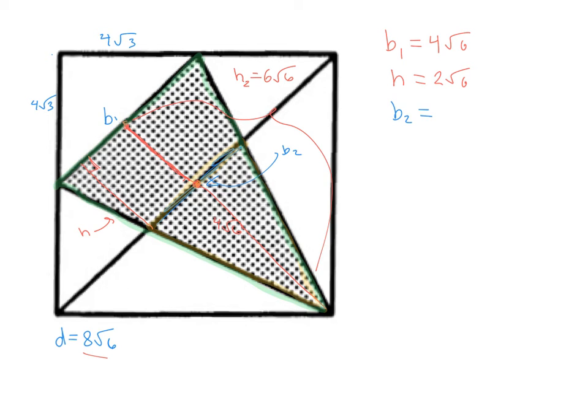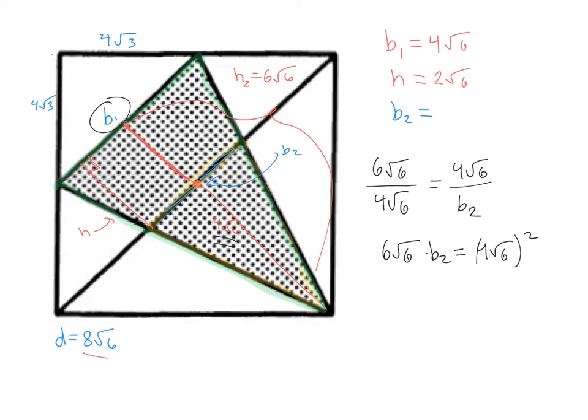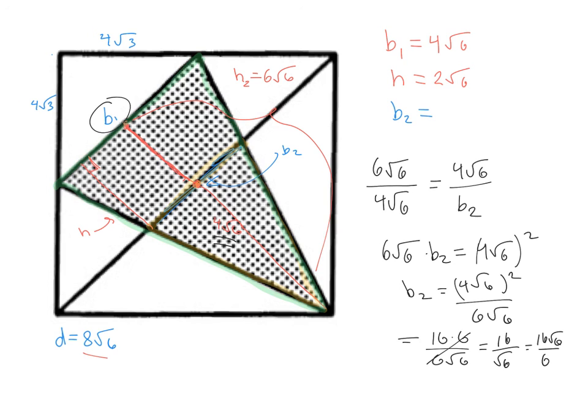Okay, and now we've got a proportion to set up. So we can say that the height of the big isosceles triangle, which is 6 root 6, is to the height of the smaller isosceles triangle, which is 4 root 6. That ratio should be equal to the base of the big isosceles triangle, which is base 1, divided by base 2, which is what we're trying to find. And this allows us to solve for base 2. So cross multiplying, we get 6 root 6 times base 2 is equal to 4 root 6 squared. And that tells us that base 2 equals 4 root 6 squared divided by 6 root 6, which equals 16 times 6 over 6 root 6, or 16 over root 6. And if you rationalize by multiplying by root 6, you get 16 root 6 over 6, which is 8/3 root 6.